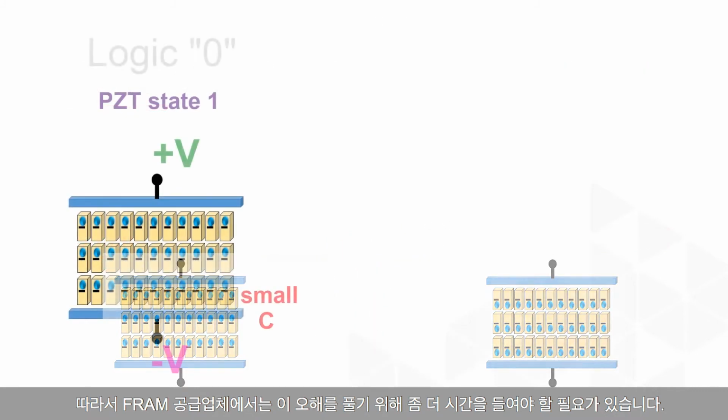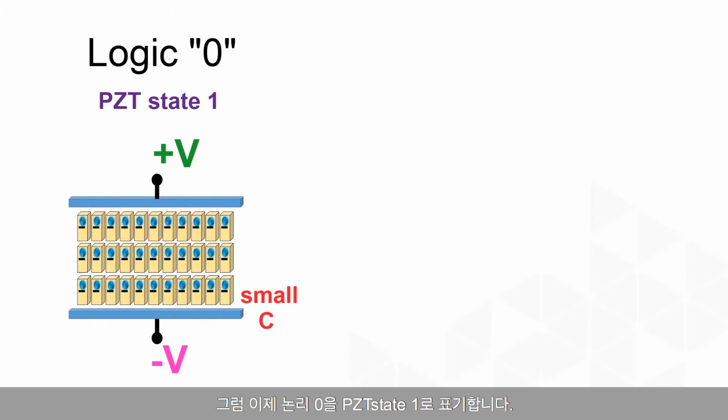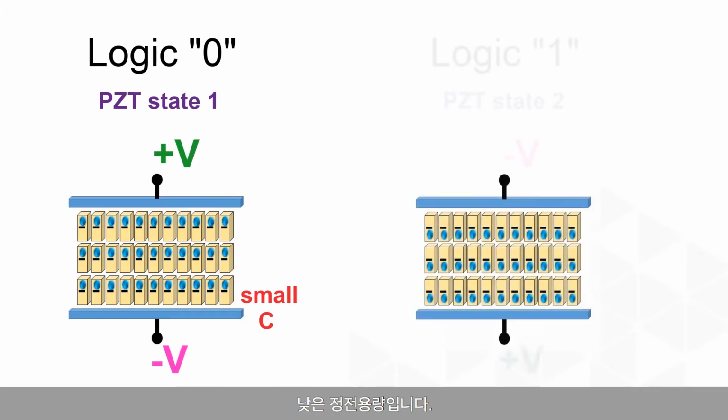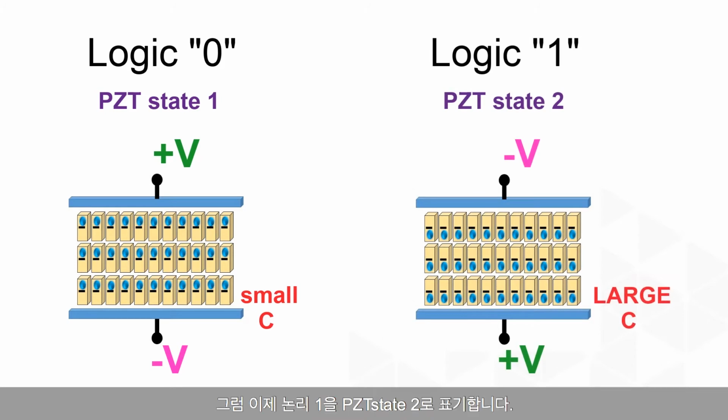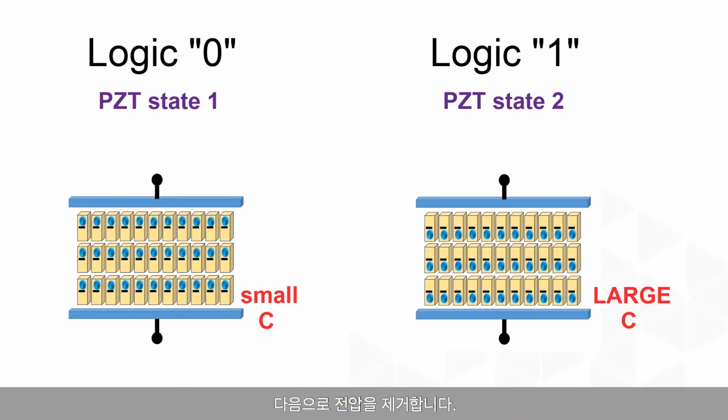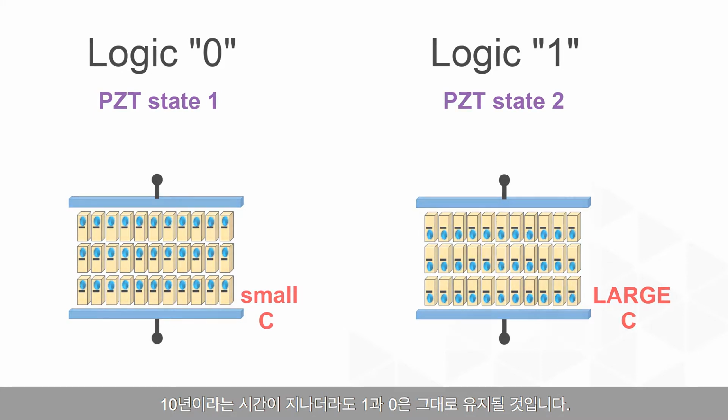Okay, now let's have a logic 0 be represented by PZT position number 1 or low capacitance, and a logic 1 represented by PZT position number 2 or high capacitance. Now let's take away the voltages, and these PZT positions stay fixed. Write your 1s and 0s to the FRAM, unplug the system, put it on a shelf, come back in 10 years, and your 1s and 0s will still be there.